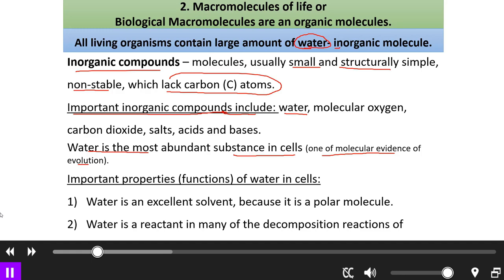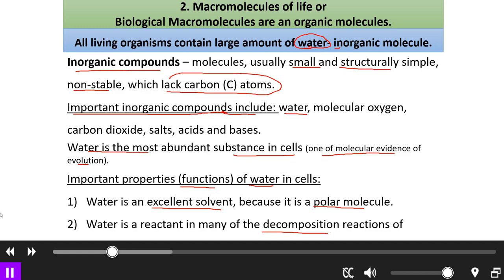So what is special about the water in our cells? What is the function of water in our cells? Water is an excellent solvent, and it's because it has a polar molecule, and we will talk about this in the next few slides. Water is also a reactant in many decomposition reactions of digestion.